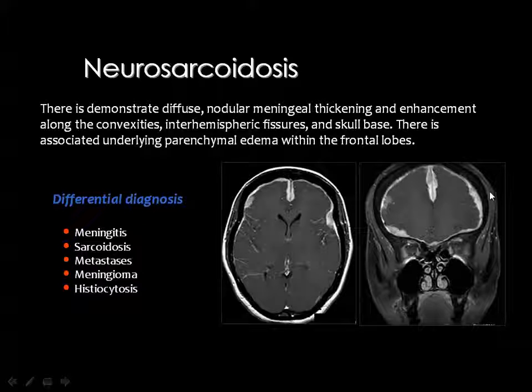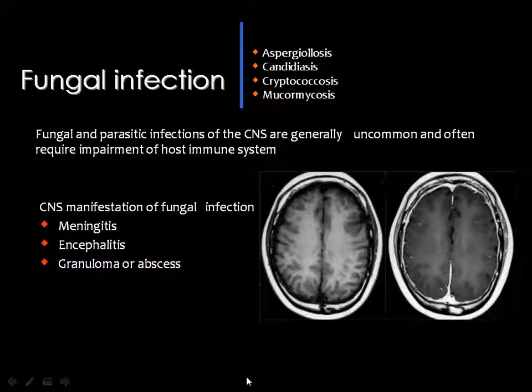Also, pachymeningitis, like this one, thickening and enhancement of the meninges, may be due to meningitis, may be due to sarcoid, may be due to leptomeningeal metastasis, may be due to diffuse meningioma, and may be due to histiocytosis. And as I have said, in order to reach the diagnosis of sarcoid, you should know that the patient clinically is known to have sarcoid disease, or you should have intrathoracic manifestations to help you reach the diagnosis.